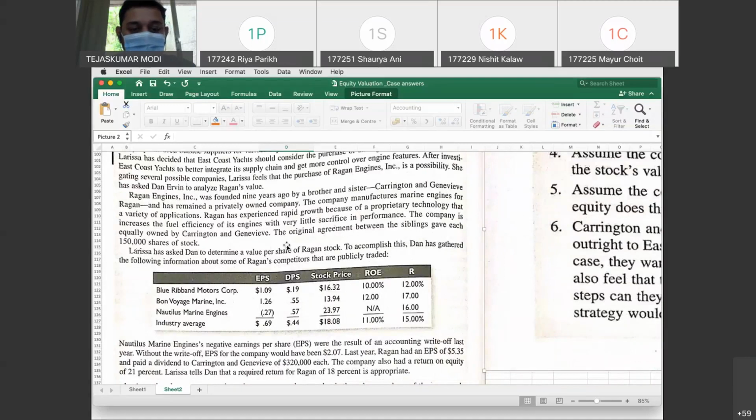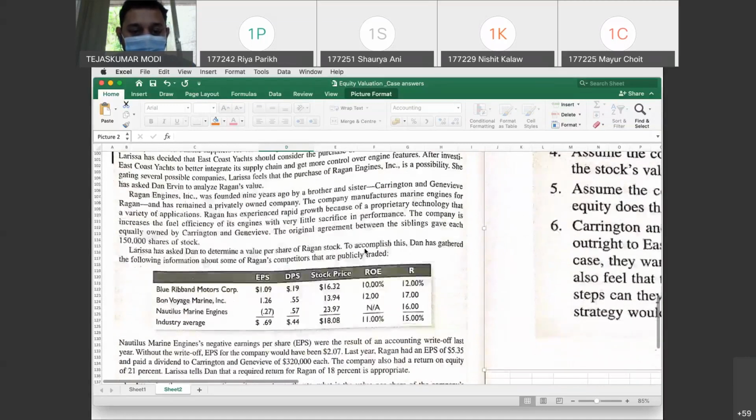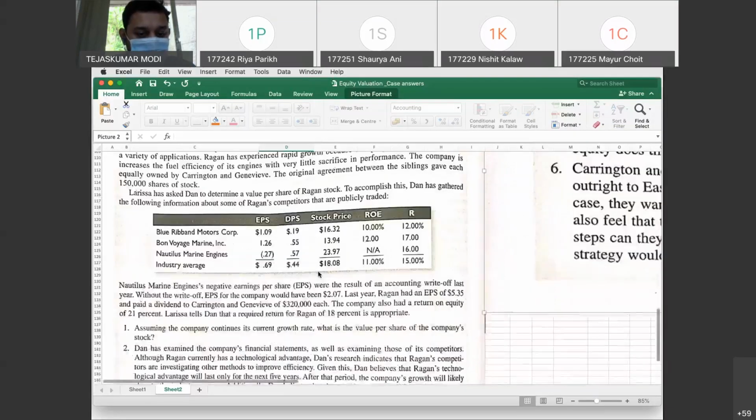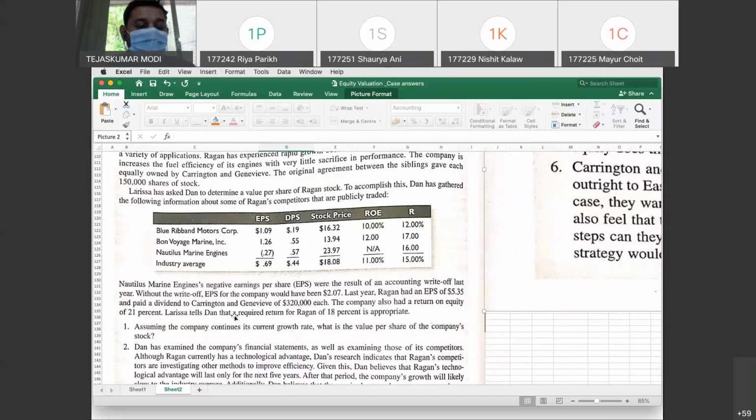I don't know how to read this, right? The original agreement between the siblings gave each 1,50,000 shares of stock. Larissa has asked Dan to determine the value per share of Reagan stock. To accomplish this, they have collected some information from the industry, and there is also some additional information given that Nautilus Marine Engines' negative earnings, that is another competitor, were a result of an accounting write-off last year. Without the write-off, the EPS should be 2.07.